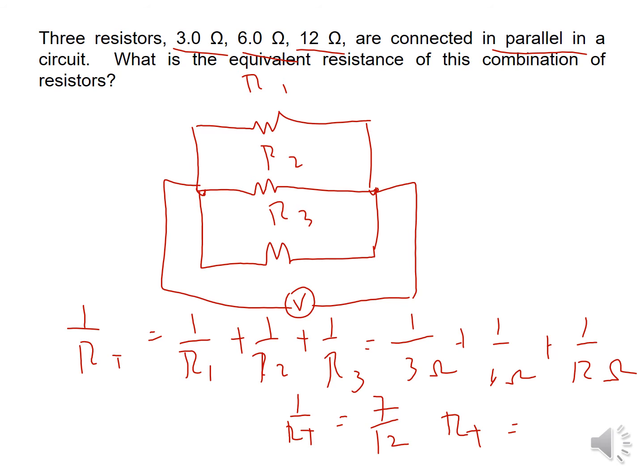Okay, I will repeat my computation. 1 over 3, 1 over 6, 1 over 12. Okay, this is 1.71. So 1.71 ohms. So here's the total resistance.